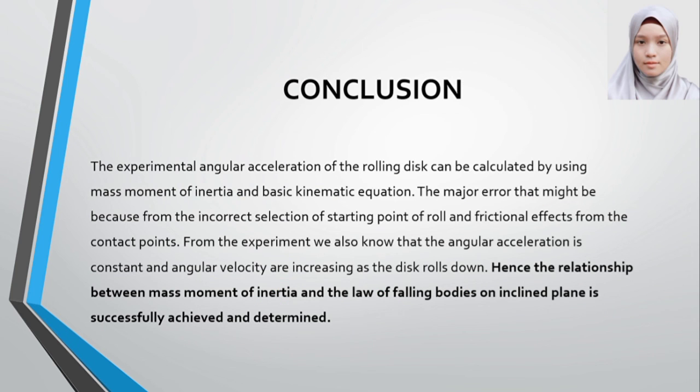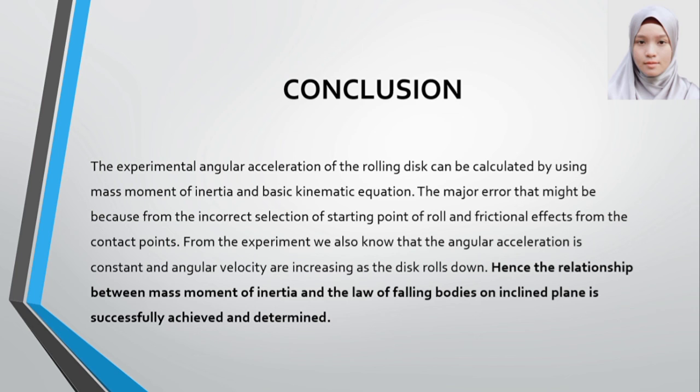Okay, as a conclusion, from the data that we have obtained during the experiment, we can find the angular acceleration and also the moment of inertia by using the formula of mass moment of inertia and basic kinematic equations. So this is the calculated value. And what we see is that there is a major error that might happen due to incorrect selection of the starting point of the roll. For example, both objects must have the same starting point, because if they do not, it will affect the frictional effects between the two surfaces, the frictional force. So this will lead to irregularity and uncertainty in the result obtained at the end of this experiment.